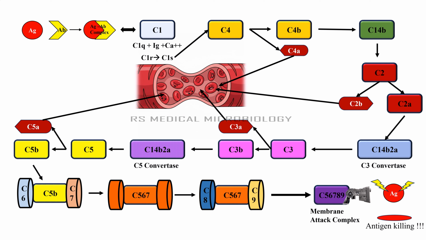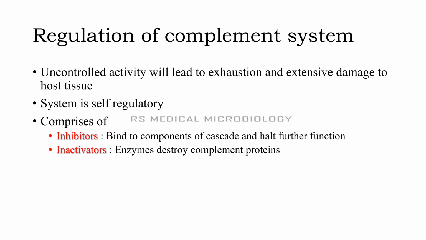Now if you notice here, in the whole set of steps, in all other components the smaller fragment, the "a" part, is what goes out as an anaphylatoxin, except in C2, where C2b is the smaller fragment which goes to become the anaphylatoxin to the bloodstream.